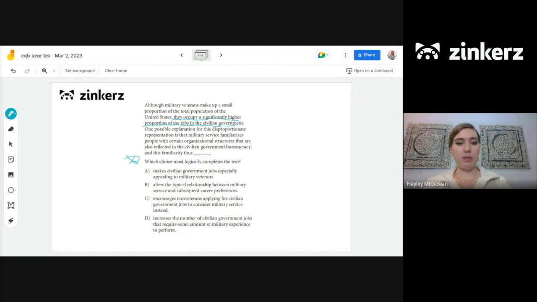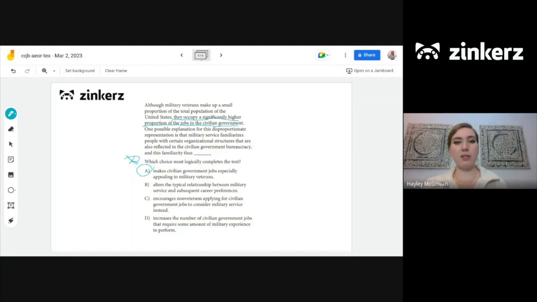So we have process of elimination again here. Looking at our four choices, which example best concludes the passage, just based on the information that we have? This one is going to be choice A as the correct answer. So this familiarity thus makes civilian government jobs especially appealing to military veterans.